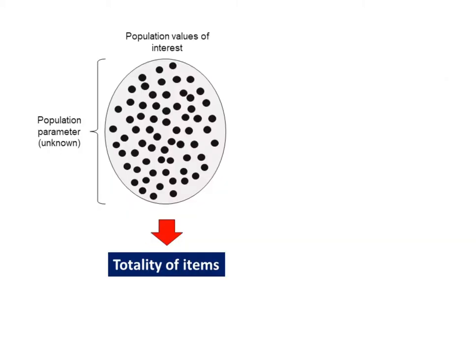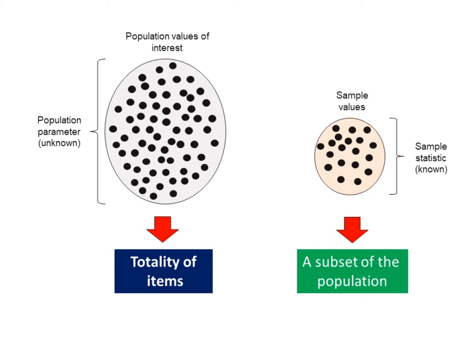The first step of every statistical analysis is to determine whether the data that you are dealing with is a population or a sample. The population is the totality of items while sample is a subset of the population or portion of the whole and, if properly taken, is representative of the whole.